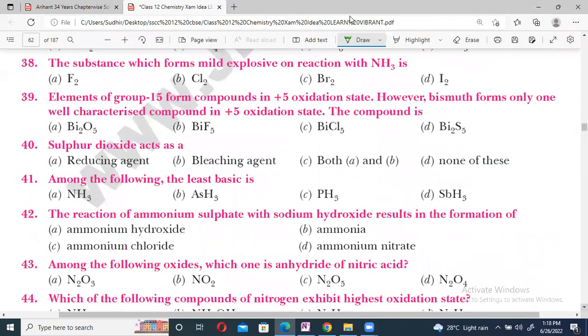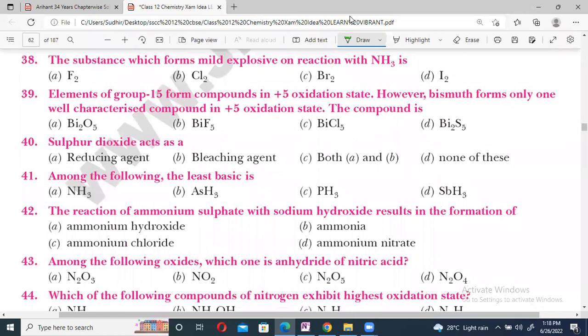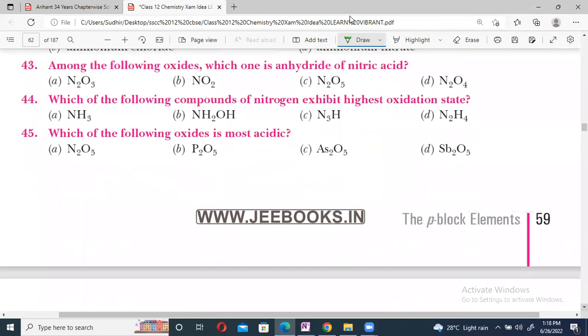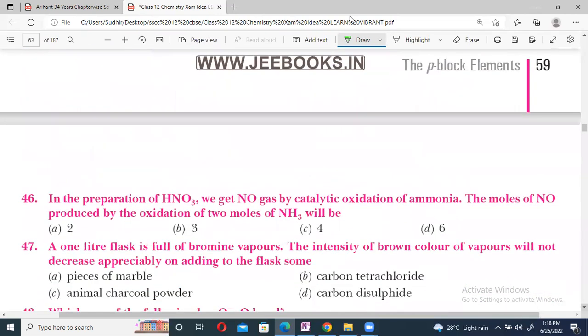Yes. SO2 acts as a dash. Can we say reducing agent? Yes, sir. Bleaching agent? Yes, sir. Both A and B. Answer is both A and B. Then 15 group, ammonium sulfate with sodium hydroxide results in the formation of, yes. And then 43, 15 group element. Because today I want to discuss only questions based on the 16 group element, not the 15, not the 17. Right?